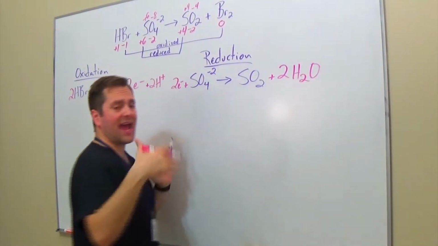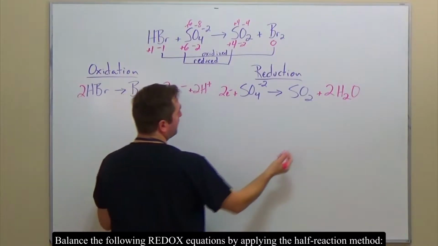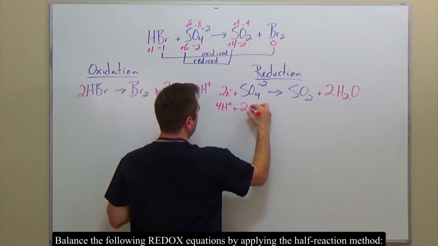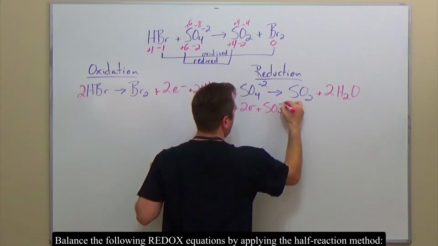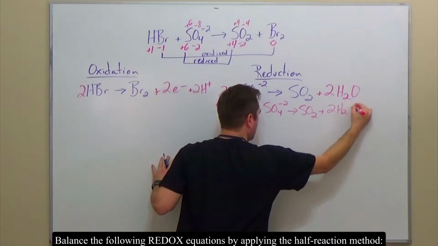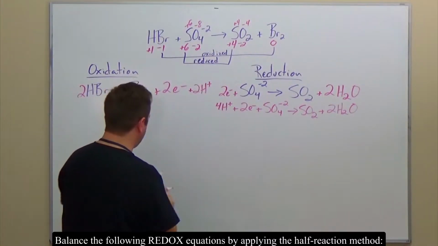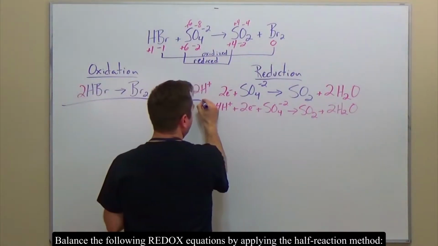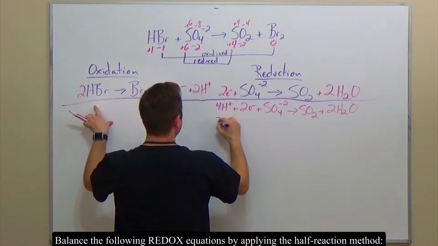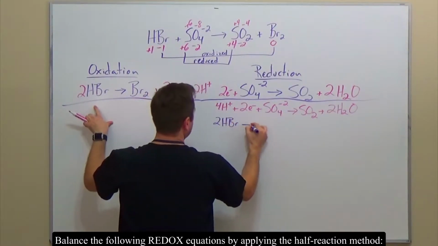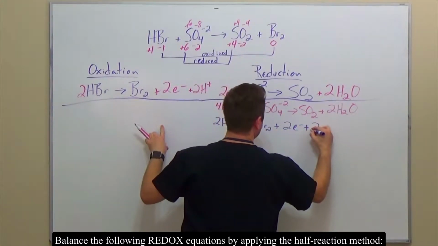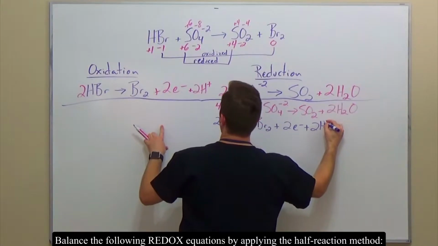And in doing so, we've actually added hydrogens at this point. So 2 times 2 is 4 hydrogens. We need 4 hydrogen ions here on the left side. SO4 minus 2, sulfur dioxide plus 2 water. Okay, let's get them side by side. Actually, you know what? I can just do that, and I'll bring this one down. Okay, 2 hydrobromic acids yielding bromine gas plus 2 electrons plus 2 hydrogen ions, and that's it.